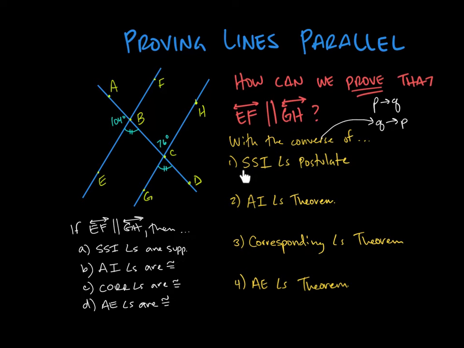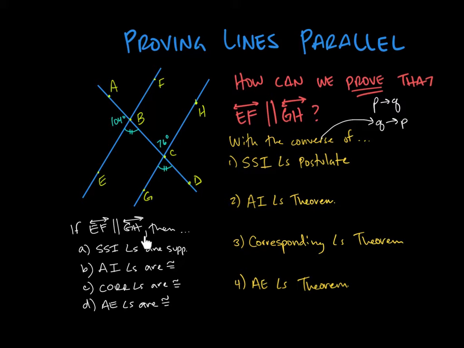And so this first one is the same side interior angles postulate, and then the next three are these three things, right? So the converses of each of these statements would start off by saying, if the same side interior angles are supplementary, then the lines would be parallel. And if the alternate interior angles are congruent, then the lines are parallel. And if the corresponding angles are congruent, then the lines are parallel. And if the alternate exterior angles are congruent, then the lines are parallel. That's what the converses of these statements would say.